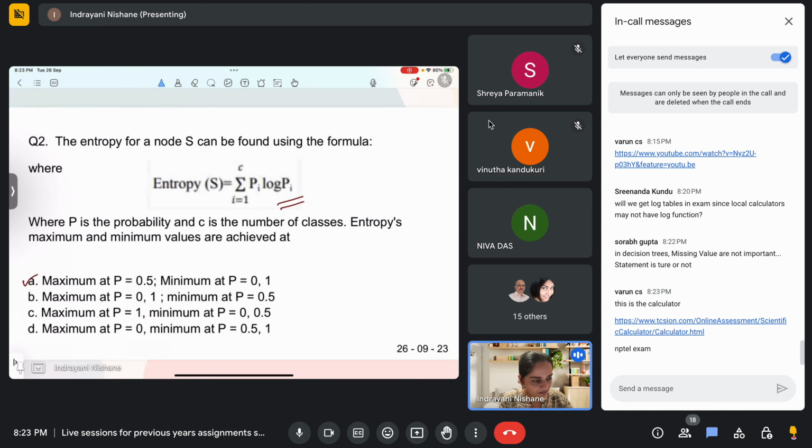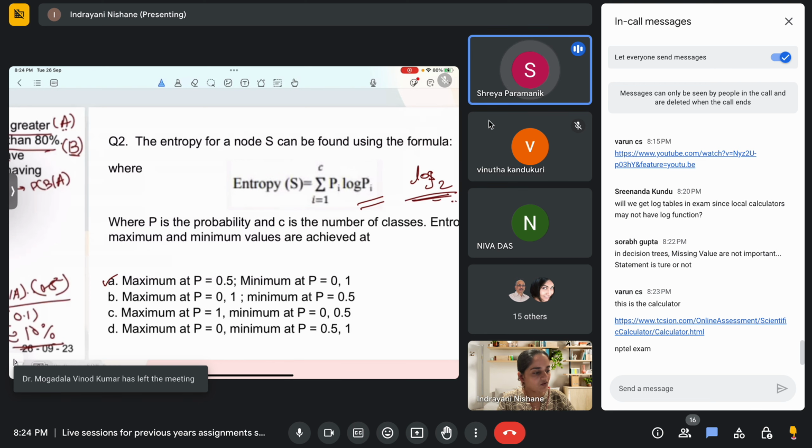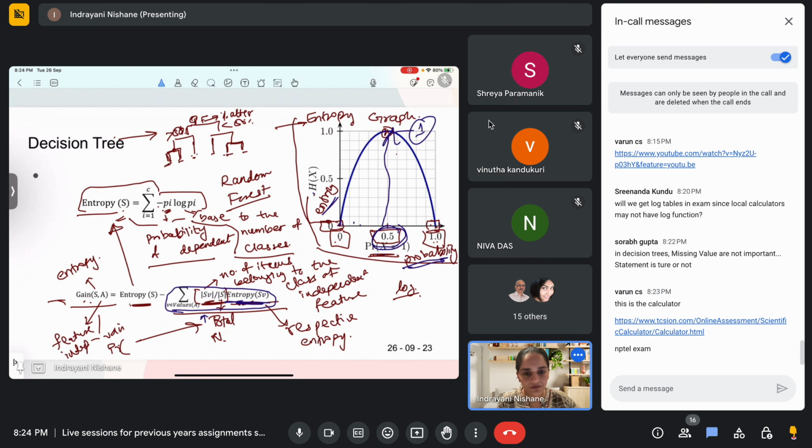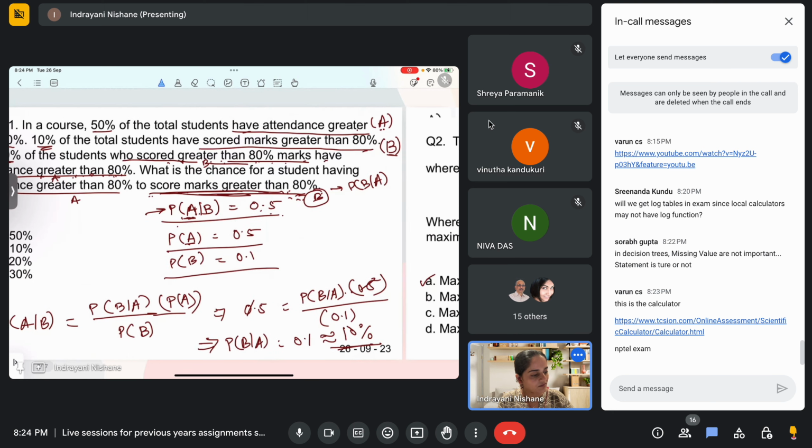So again, question number 2, since this is log to the base 2. Okay, this is p log p, to the base 2. Yes, yes, log to the base 2. And you have to remember this graph, this will come in handy for calculations. For probability 0 and 1, this entropy value is 0, and for probability 0.5, entropy value is 1. So it is the same question.